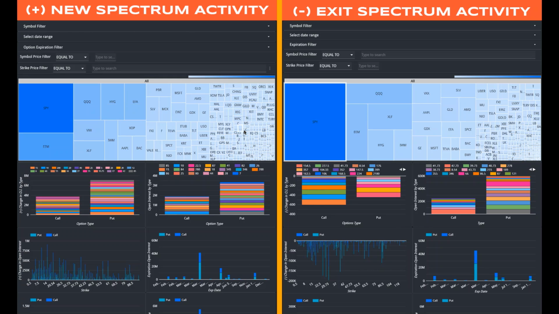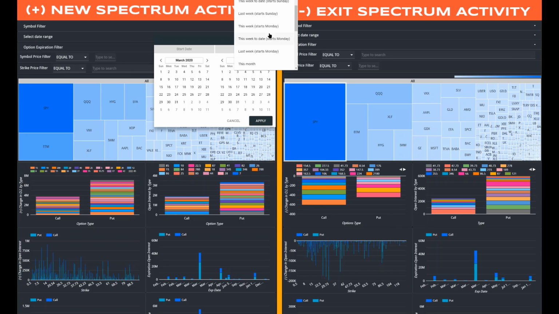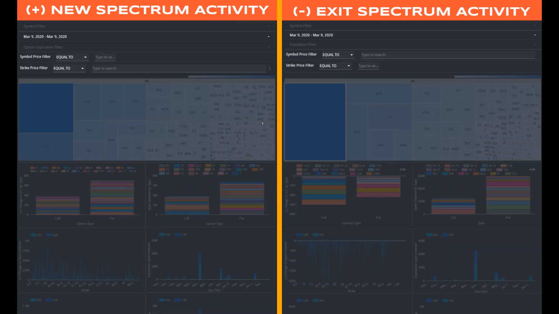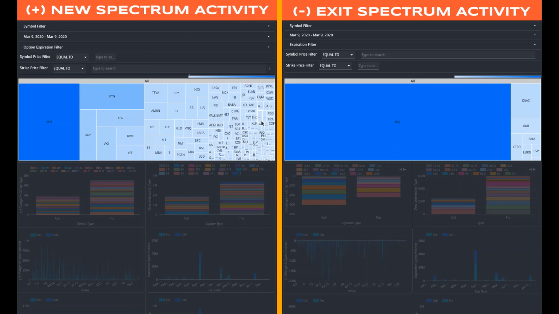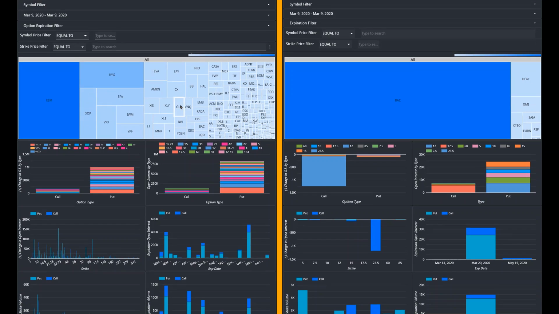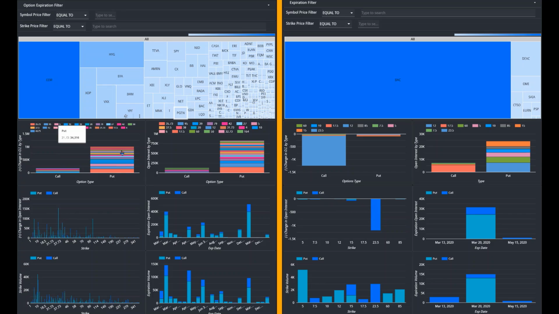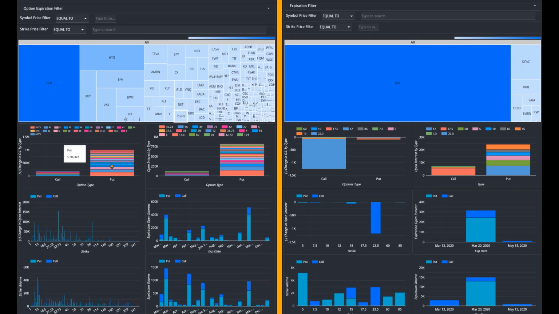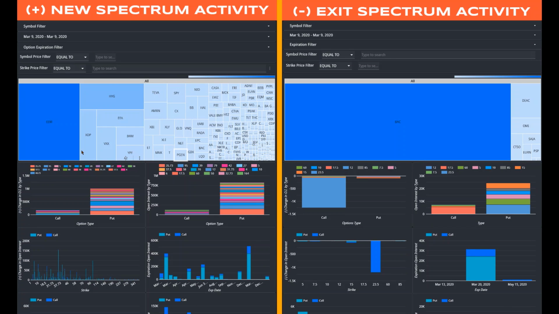So to start off, let's just select today's date to see what happened today. It was a crazy day, and let's get some insights into what really took place. So once I change the date to today, which is March 9th, 2020, we can see that for the most part, as you would assume, there's a lot more put volume than call volume. So a lot more people are betting that the market is gonna go down even more. And the biggest option volume today, for the increase in its spectrum activity, was EEM.